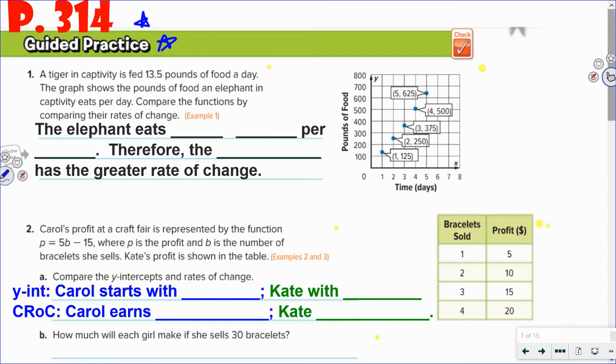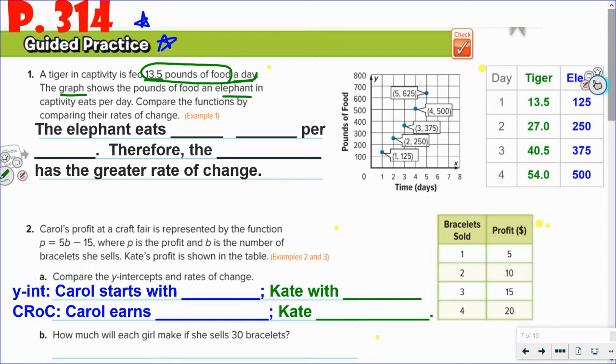All right, a couple things. Firstly, they give us the tiger in words, 13.5 pounds of food each day. They give us the elephant as a graph. But I would recommend to either change both of them to words, both of them to a graph, both to an equation, or both to a table. Lots of my students are big into tables.